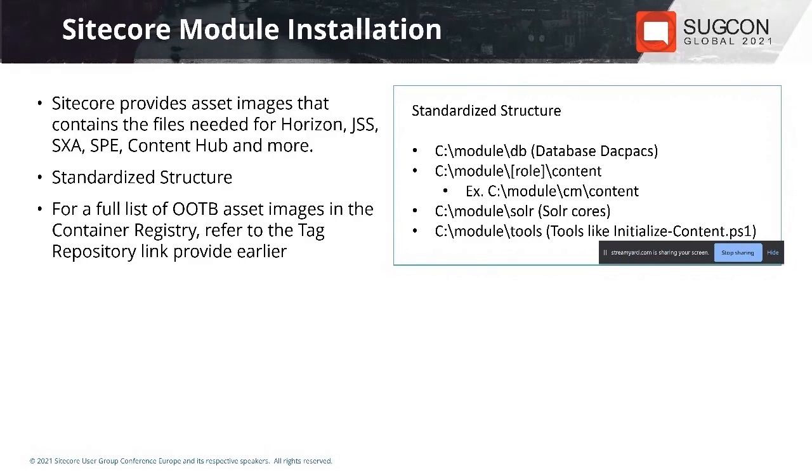If you had content that you wanted to overlay on a specific service, such as a CM or CD, whatever it may be, those would exist in that role. For example, CM is a common one. C:\module\cm\content is where the CM specific overlay content would live. Less common, I don't see this as often, but if you had Solr cores that you wanted to add in, you would have those in C:\module\solr. And then any sort of tools that you might have, such as initialize content. I forgot which asset image uses that, but that's something that you would add as a tool.